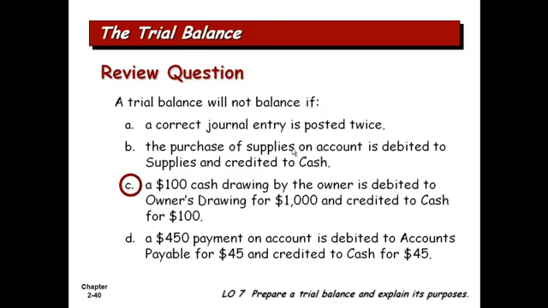C, $100 of cash and a corresponding $1,000. Obviously, that's going to be off by $900, and you'll see that.